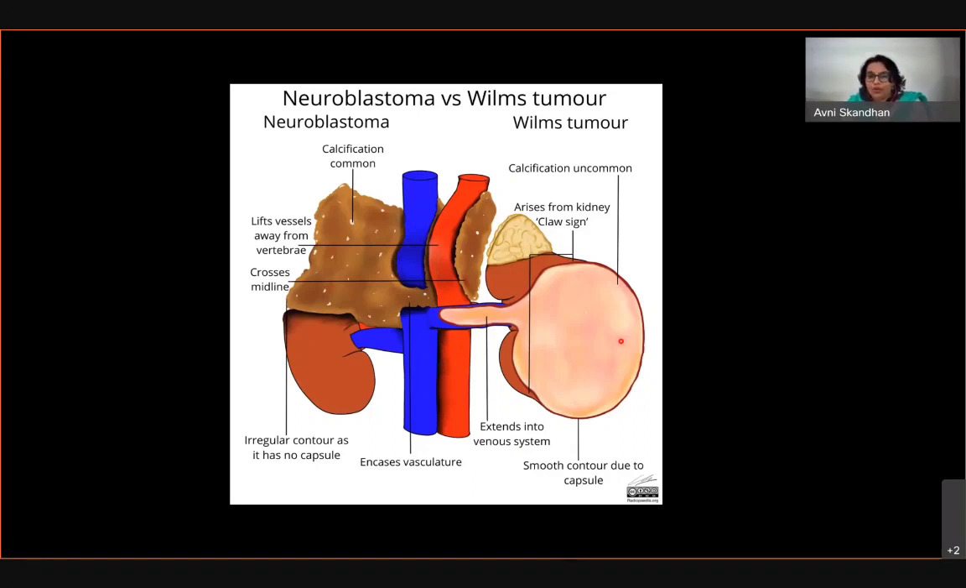And age-wise, if you see neuroblastoma, it is in less than 1 year; at 3 to 4 years, that age group, you tend to see Wilms tumor. Vessel encasement, okay. Pushing anteriorly, crossing, okay, fine.